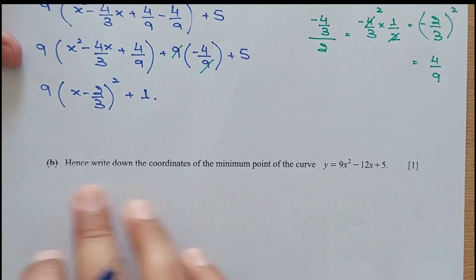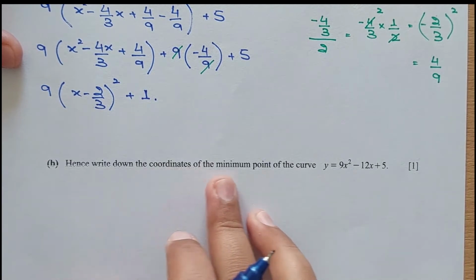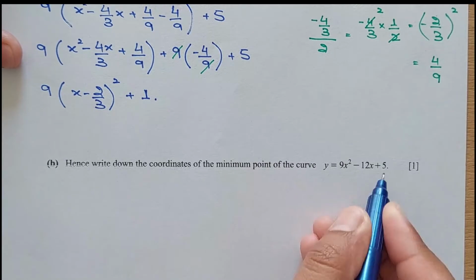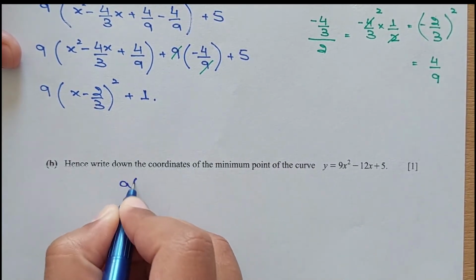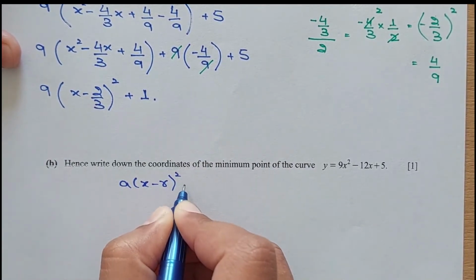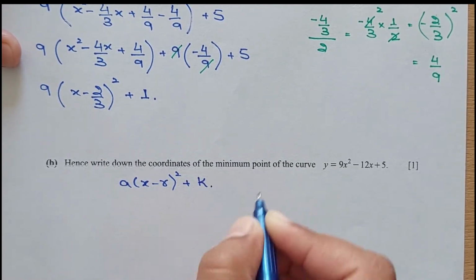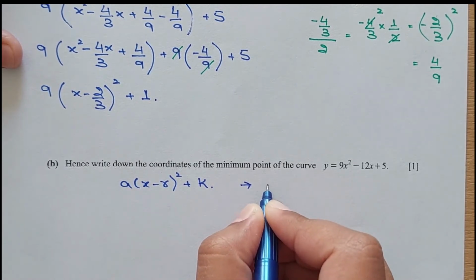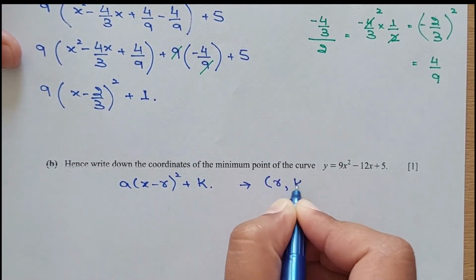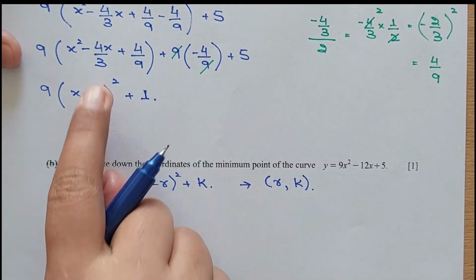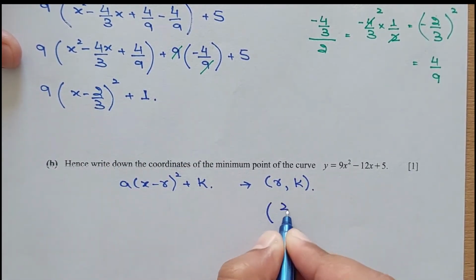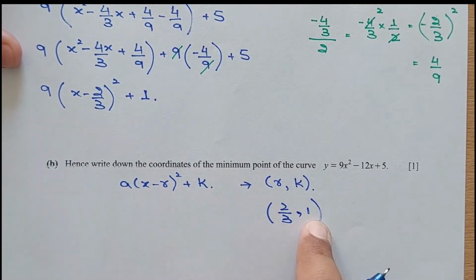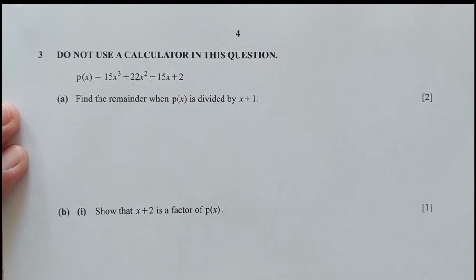Now for part B: hence write down the coordinates of the minimum point of the curve. Okay, so this is the standard form. The vertex form is a times (x minus r) whole square plus k, and the vertex of the quadratic equation is (r, k). So what is (r, k)? In our case we have 2 by 3 and 1. So the minimum point is 1, at x equals 2 by 3.